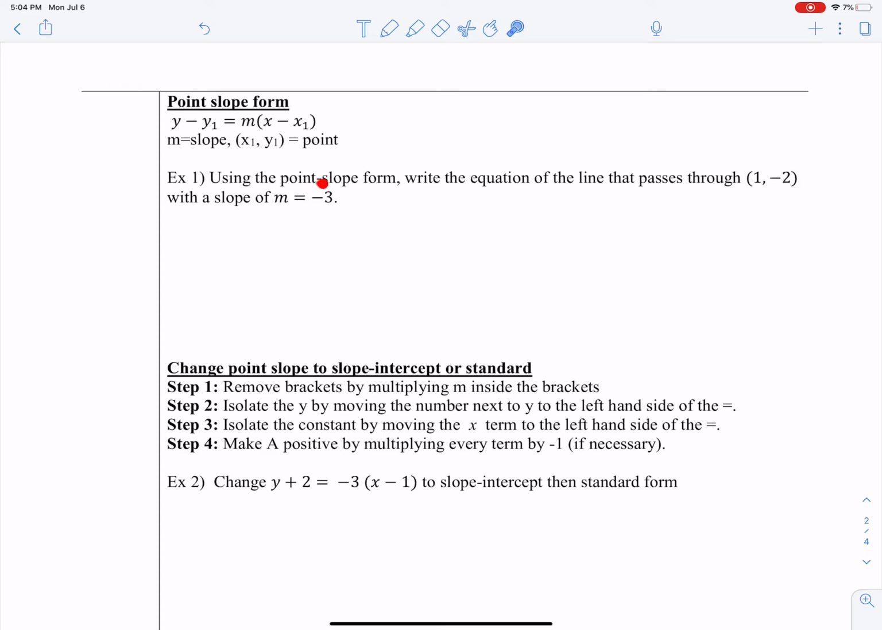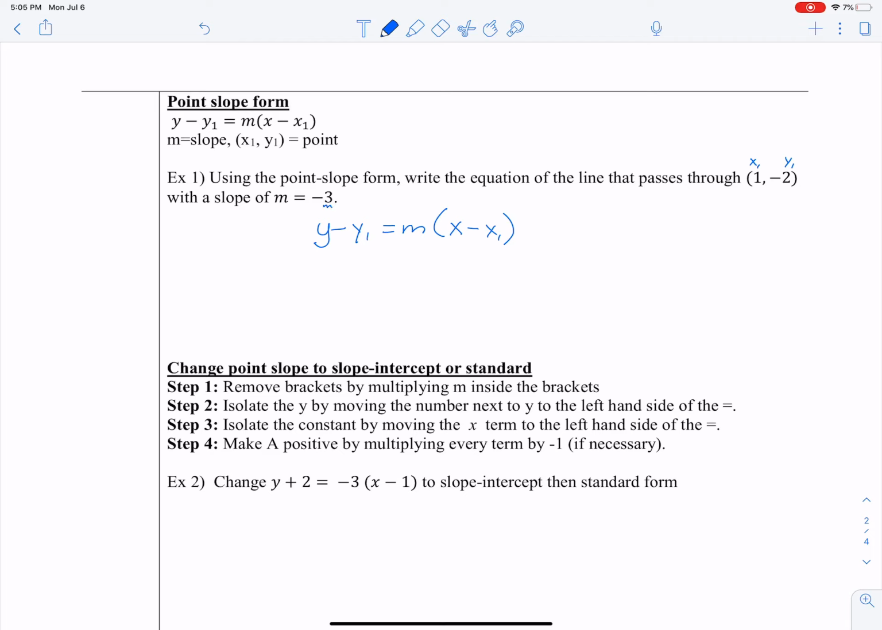So here it says, using the point slope form, write the equation of a line that passes through a point (1, negative 2), with a slope of m is equal to negative 3. All right, so we're going to write this out. y minus y1 is equal to m(x minus x1). Okay, so we're going to label this as x1, y1, and this is our m.